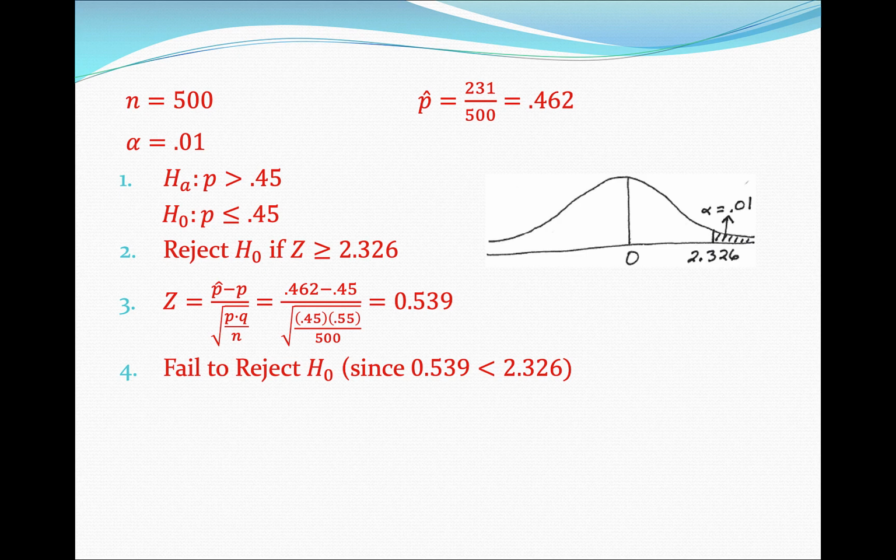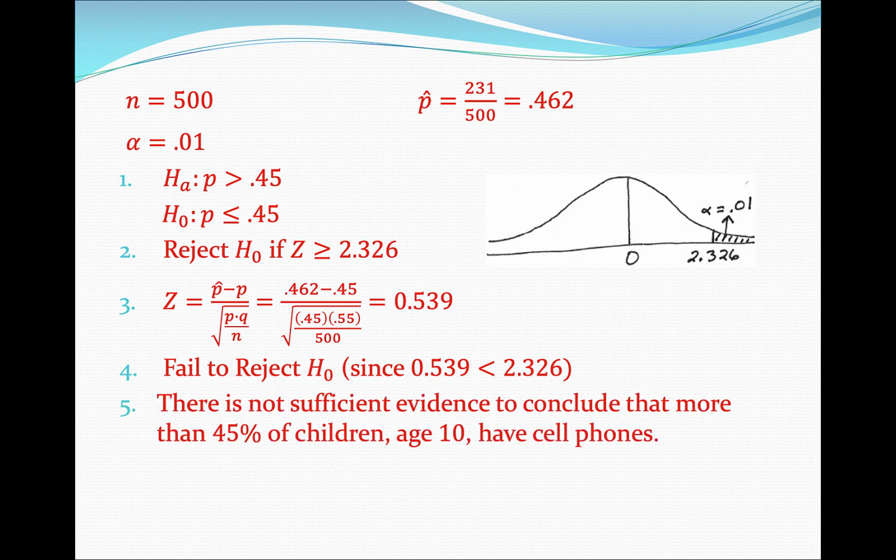Remember, when you fail to reject, you're going to say there's not sufficient evidence to prove what you're trying to prove. So here you would want to say something like, there is not sufficient evidence to conclude that more than 45% of children age 10 have cell phones, something like that. So that does wrap up this section.